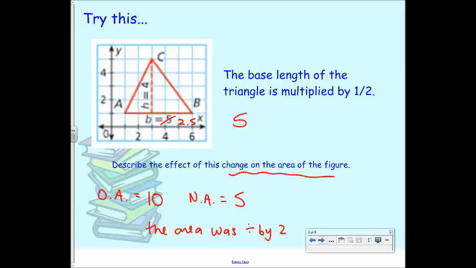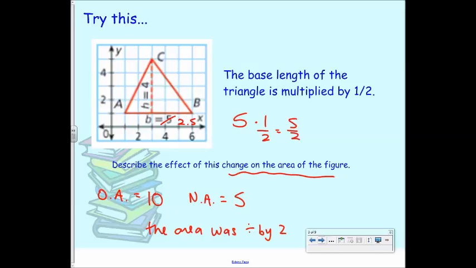So it just says the base length. If it said the base and the height, then you do both, and that would be a different effect. Does anybody have a guess on what the effect would be if you multiplied both of them by a half? 2. Well, it's already divided by 2. So then the area would be cut in 4, or divided by 4.